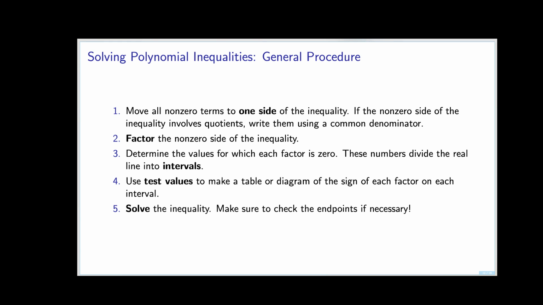We'll then factor. We will then determine the values for which each factor is 0, and these will partition our real number line into intervals. We'll use a test value in each interval to determine the sign of each factor, and we'll use that to solve our inequality. So here we have the rational inequality, (1 + x)/(1 - x) ≤ 1.